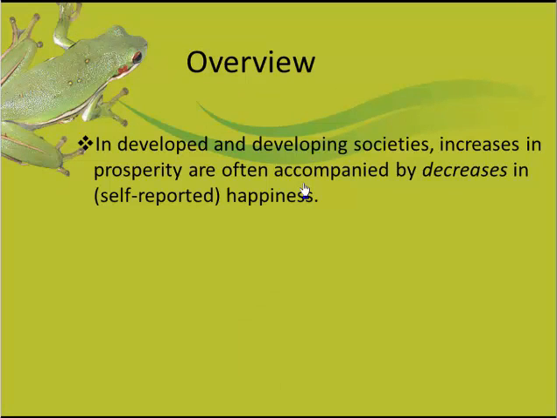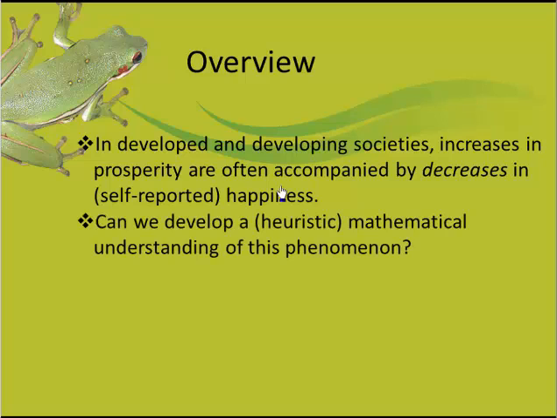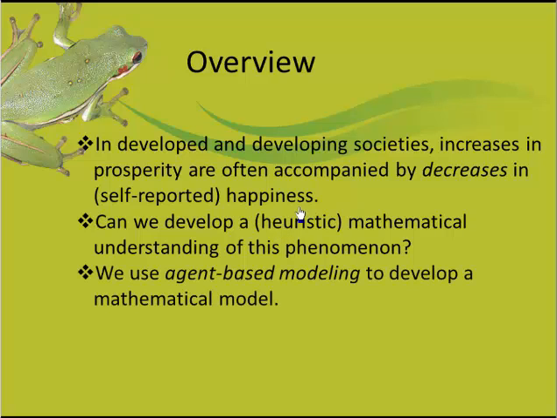In developed and developing societies, increases in prosperity are often accompanied by decreases in self-reported happiness. Several studies, including Japan, the United States, China, and other developing or developed societies, show that more prosperity doesn't necessarily mean more happiness. But can we develop a heuristic mathematical understanding of this phenomenon? I don't want to give a quantitative model, but at least we can see the effects of this model as reflected in a mathematical model.